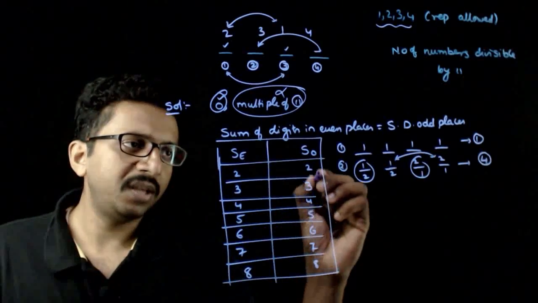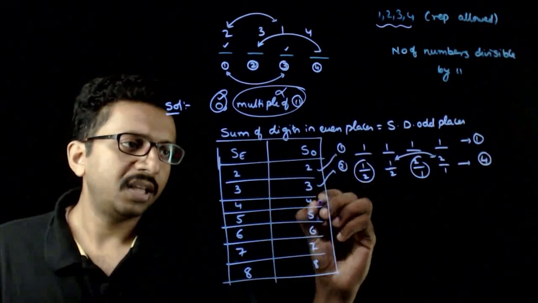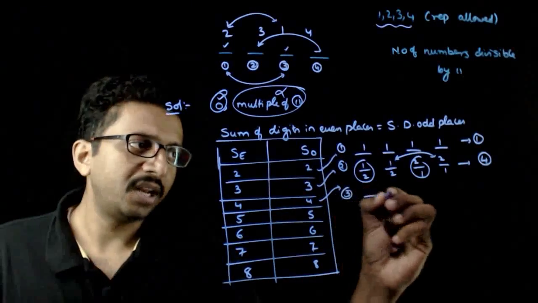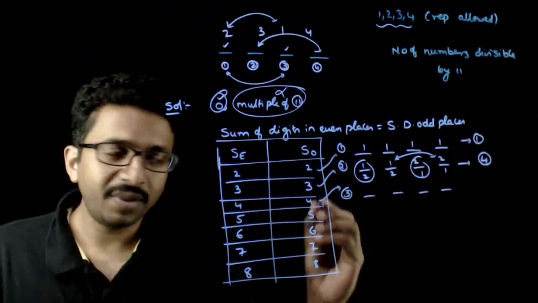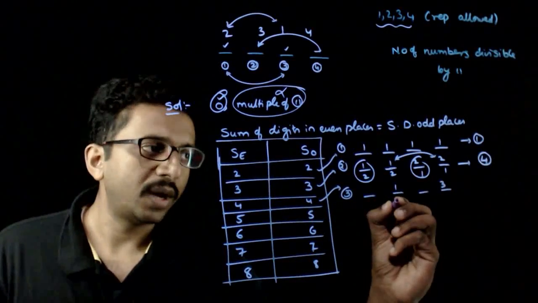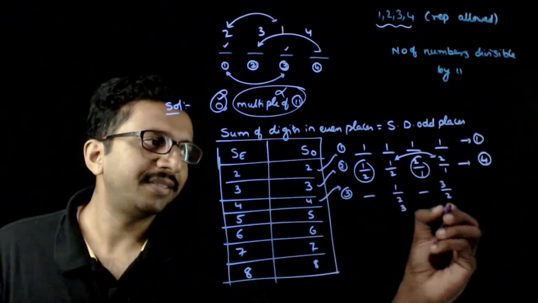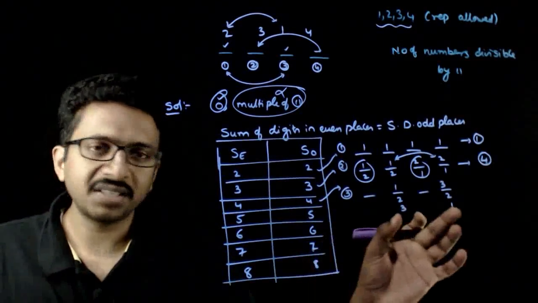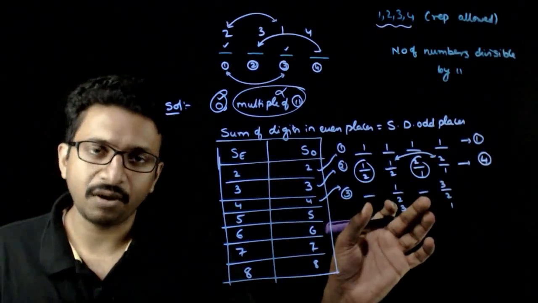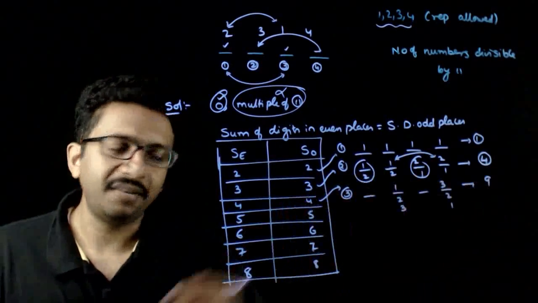If the sum has to be equal to 4, in how many ways can you fill the even places? I can fill it with 1, 3, 2, 2 or 3, 1. There are 3 ways in which I can fill the even places. Similarly, there are 3 ways in which I can fill the odd places. So I have a total of 9 ways.